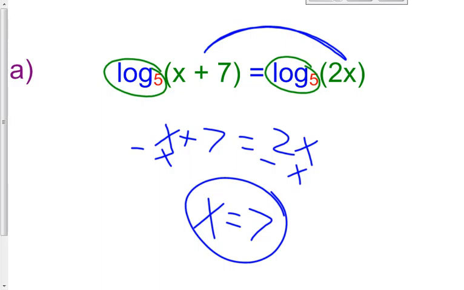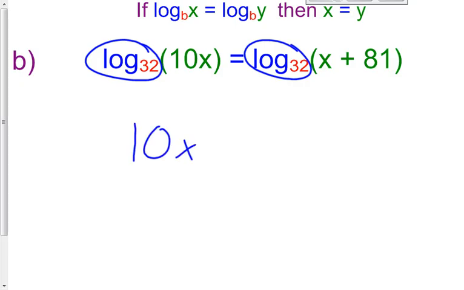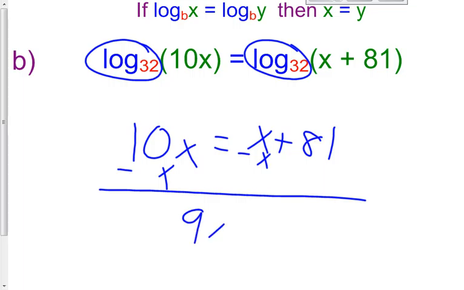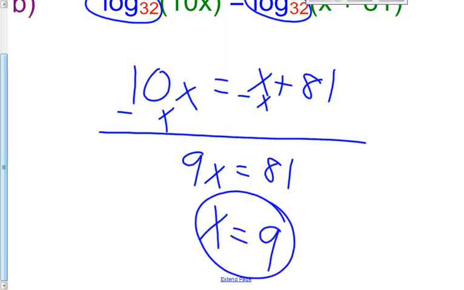So these ones are relatively simple. Log base 3 and log base 3. If you know that they're logs with the same base, you can set 10x equal to x plus 81. Subtract an x from both sides. And now we have 9x equals 81. Divide both sides by 9. So x equals 9. And that's my answer for letter B.